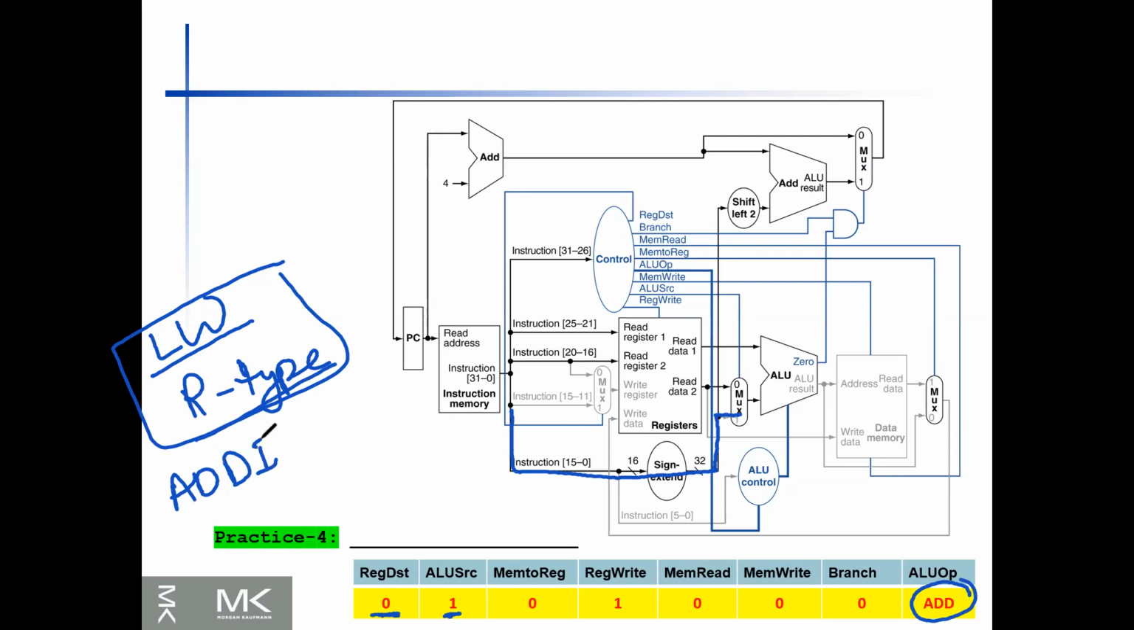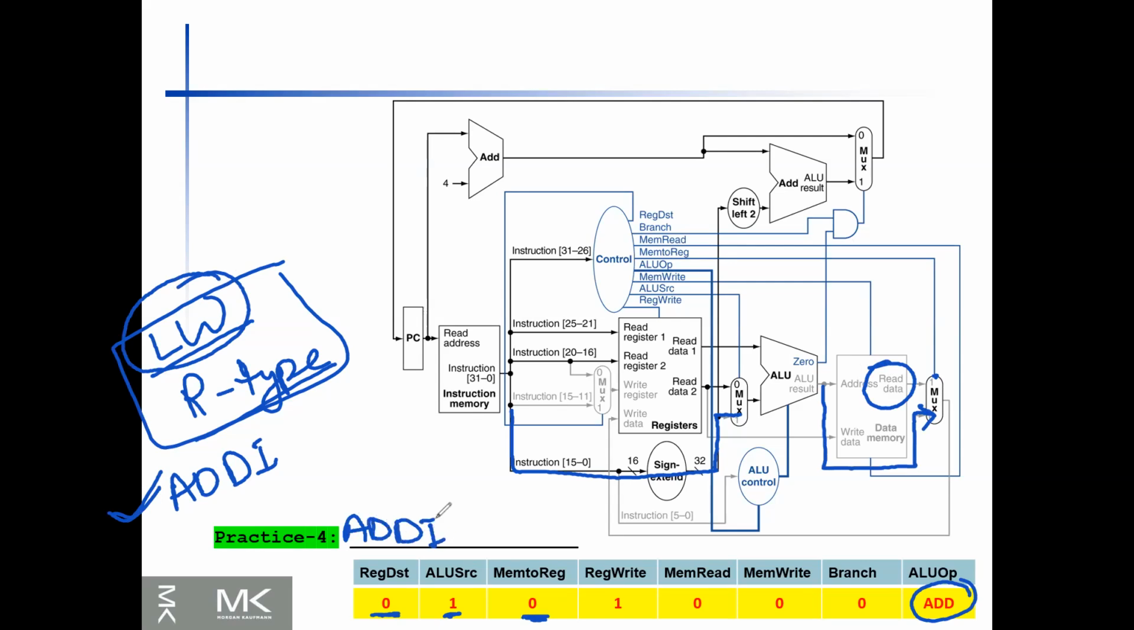Again, go further, analyze more. Memory to register. They are saying 0. It means what? Result coming from the ALU. So more chances to have this one, because load will not take this one. Load will take the data from the memory. Are you getting my point? All right, so that's why we can say it is like add immediate.